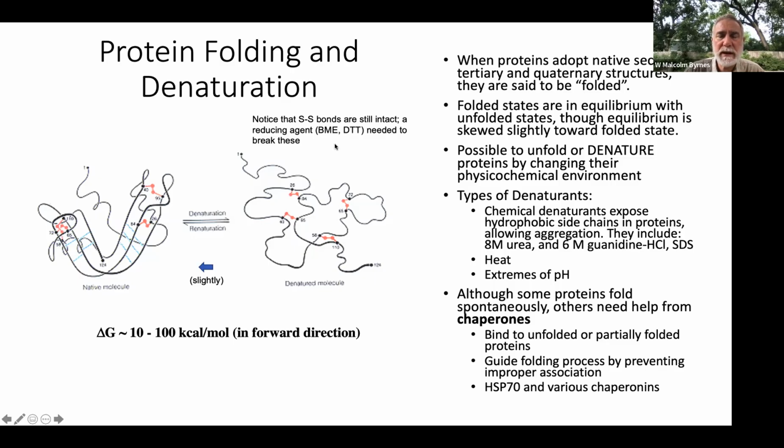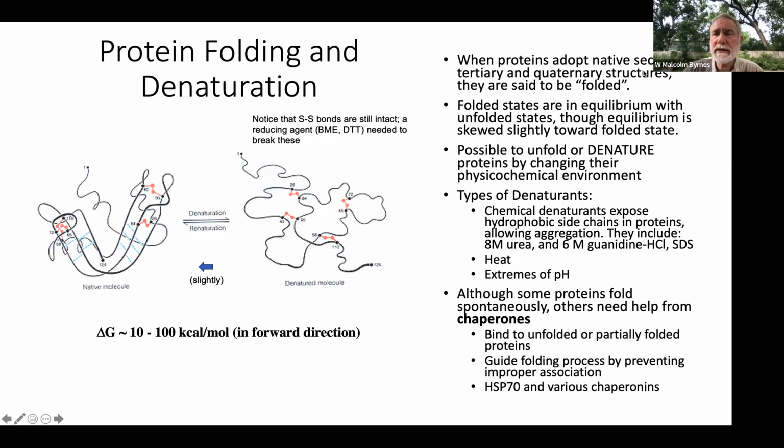To do that, you need a reducing agent, such as beta-mercaptoethanol or dithiothreitol. Those are reducing agents that will reduce the disulfide linkages between those cysteines, giving free thiol groups on the cysteine residues, so that the protein can be completely unfolded.